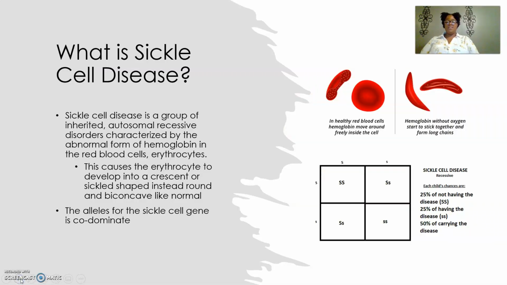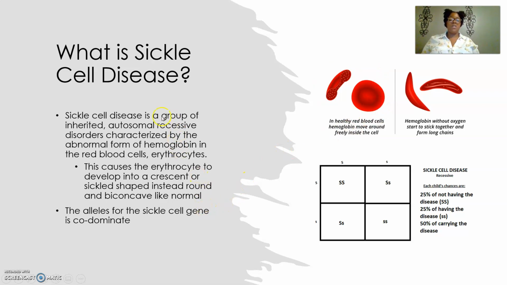What is sickle cell disease? Sickle cell disease is a group of autosomal recessive disorders that are inherited and characterized by the abnormal form of hemoglobin in the red blood cells, also known as erythrocytes. This causes the red blood cells, or the erythrocytes, to become sickle or crescent shaped instead of the normal round and biconcave shape that it usually is.